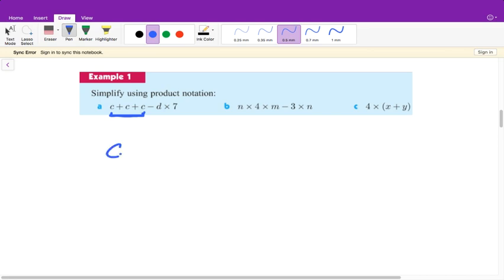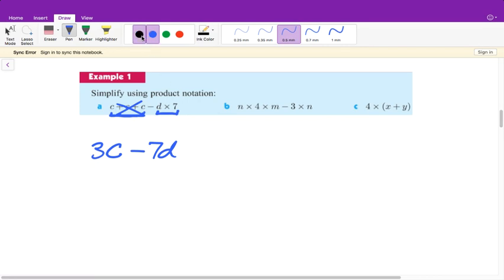So I have C being added together 3 times. So I can rewrite it as 3 times C. Now it's minus D times 7. So because of our PEMDAS, I can multiply D and 7 together and get 7D, and then I can subtract them. All right, so this C plus C plus C minus D times 7 can be rewritten as 3C minus 7D.